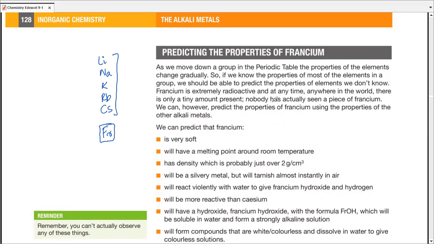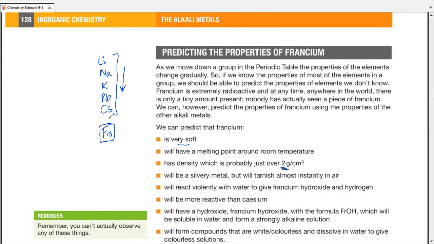Since we already know that when we go from top to bottom, they get more soft, francium is going to be the softest element on the list. If you go down the group, the melting point decreases. So francium will have the lowest melting point, which would be around room temperature. Francium will probably melt at around room temperature. The density also decreases a little bit. So the density would be around 2 grams per cubic centimeter.